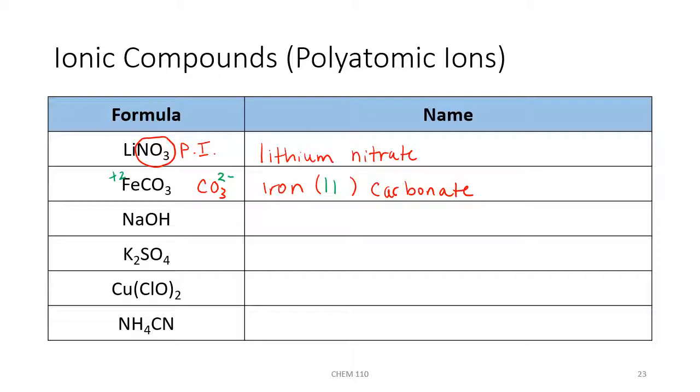NaOH. Na is a metal, that's sodium. We know the charge on that, that's a +1. Hydroxide is the name of this polyatomic ion. So the name of this is sodium hydroxide. K2SO4. The metal K is potassium. And SO4 is a whole unit together, and that's called sulfate.